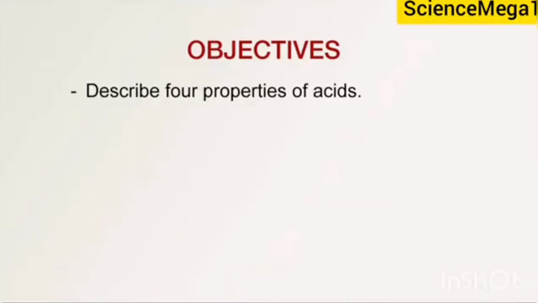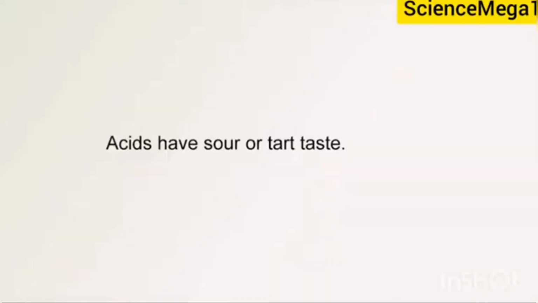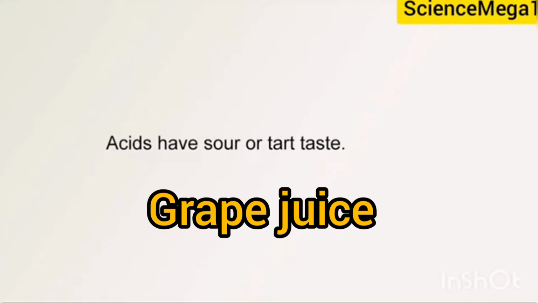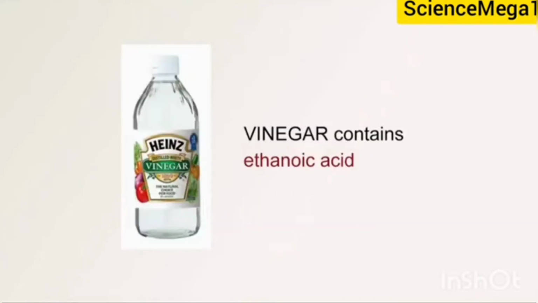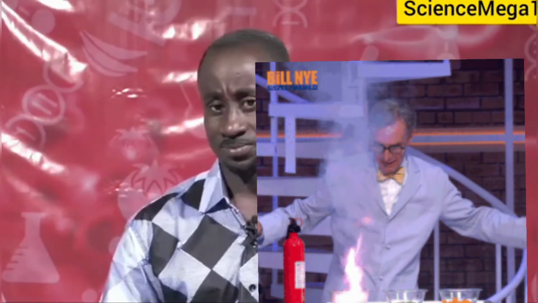1. Describe 4 properties of acids. Start with properties of acids. Acids have several distinct properties. First of all, acids have a sour or tart taste. Vinegar contains ethanoic acid, and lemons contain citric acid, and hence they taste sour. Never taste any unknown chemical to identify it, especially in the lab.